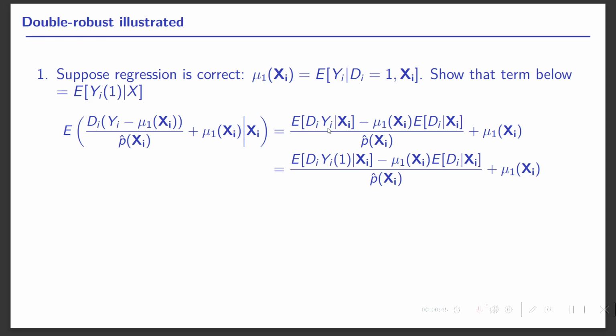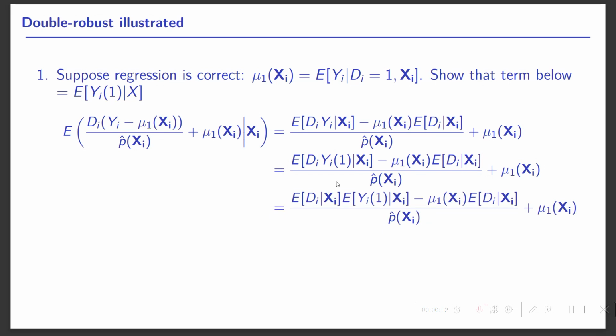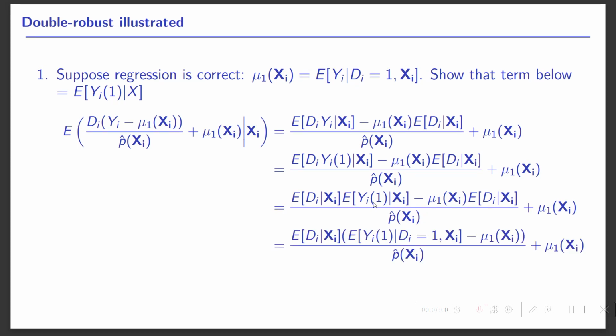Thanks to our selection on observables assumption, we can pull these terms apart since they are independent, conditional on xi. Then we can collect terms. But this term inside the brackets is just 0 because we assume that we have correctly modeled the conditional expectation. That means that this whole term is 0, and what we are left with is y1.